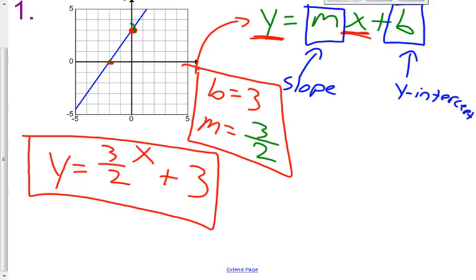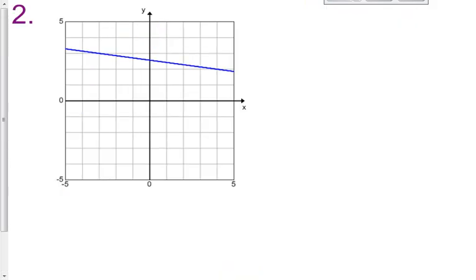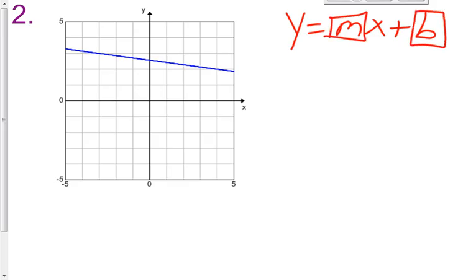Moving on to number 2, we have to look at the graph and we have to say, I want the equation of this graph in slope-intercept form. So I always write down y equals mx plus b. That helps me strategize as to what I need. So I need to find m and I need to find b.